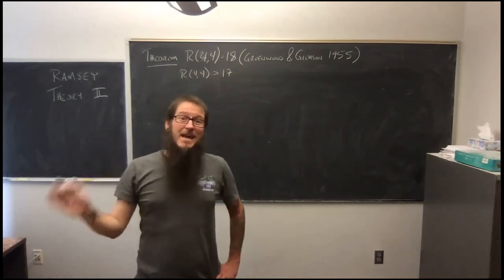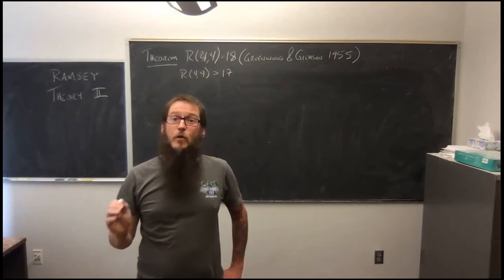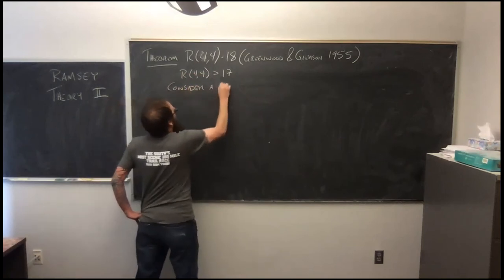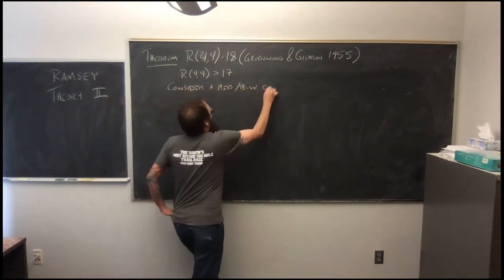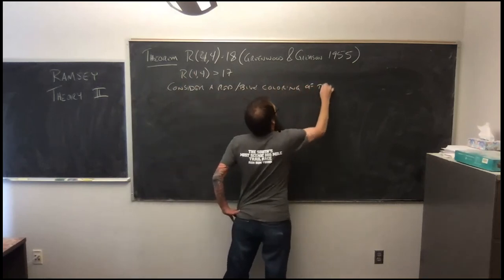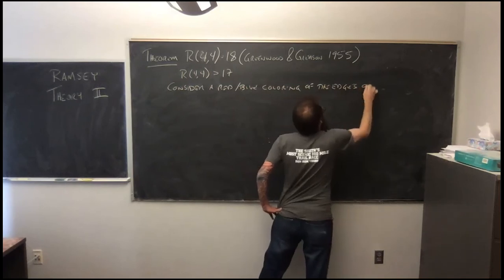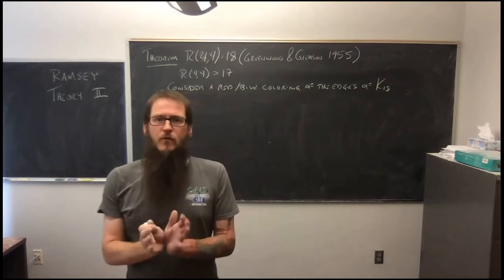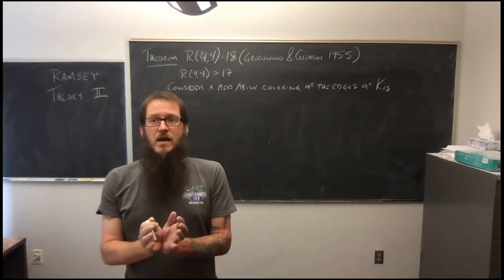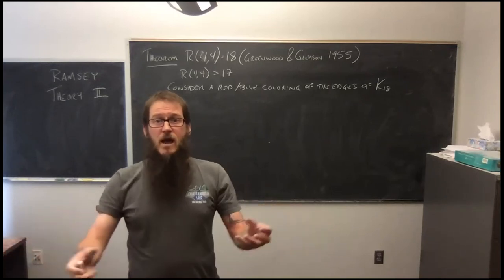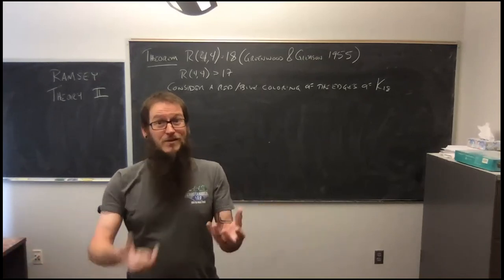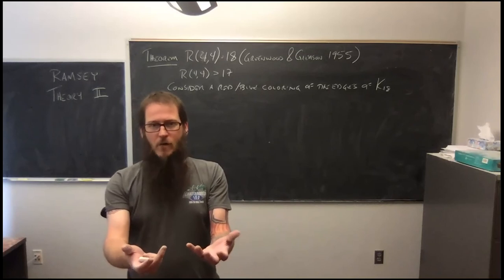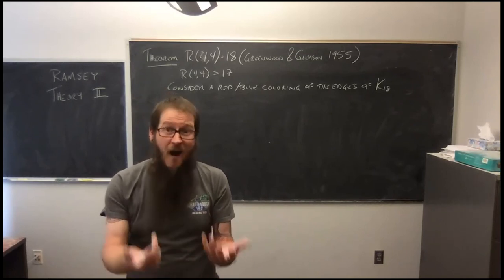Now to show that it is 18, we'll follow the same approach as before. Let's consider a red-blue coloring of K18. For K18, if we consider any particular vertex, it's going to have degree 17. Then we're taking 17 edges, and we're going to put them into 2 compartments, red and blue. If we apply the pigeonhole principle, once again, we know that one of those compartments must contain at least 9 of the edges.